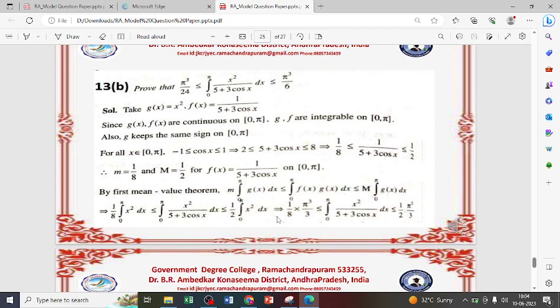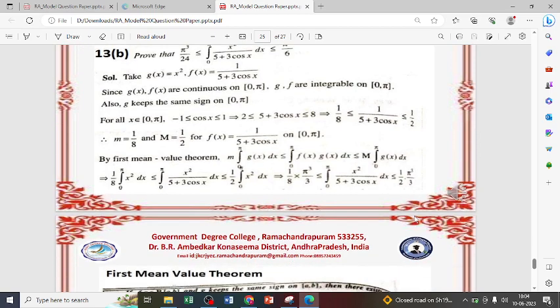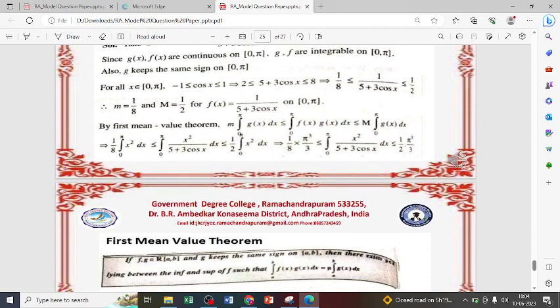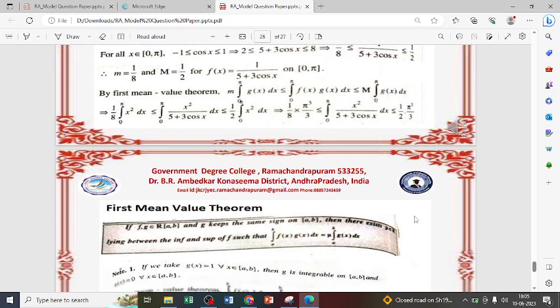Now what is the integral of x squared? X cubed by 3. Taking limits, it becomes 1 by 8 times pi cubed by 3, less than or equal to the integral from 0 to pi of x squared by (5 plus 3 cos x) dx, less than or equal to 1 by 2 times pi cubed by 3. So that gives the required answer, that is pi cubed by 24 is less than or equal to the integral from 0 to pi of x squared by (5 plus 3 cos x) dx, less than or equal to pi cubed by 6.